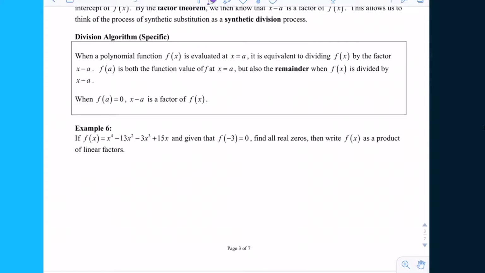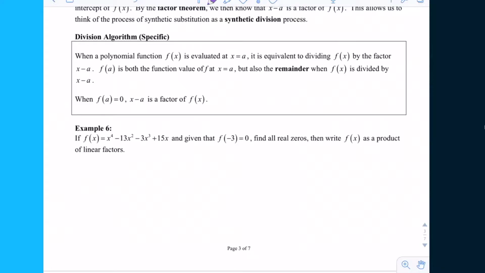When you take a polynomial function f of x and you evaluate it at some value, call it a, of course we know that's equal to f of a, right? That is equivalent to dividing that function by x minus a. That's kind of the factor theorem, right? A little bit. If you know a root, you know a factor. If you know a factor, you know a root. But here's the important part. F of a, then, is not only the function value, but it's also the remainder when the function is divided by x minus a. So we've seen it now: when we have a factor, we know a root. When we know a root, we know a factor.